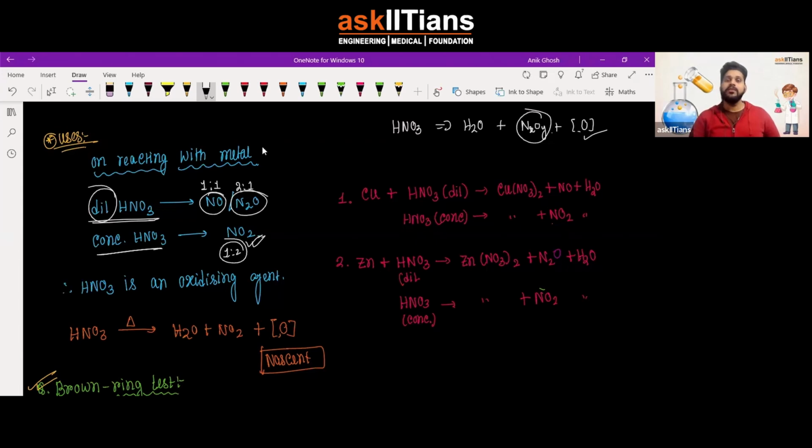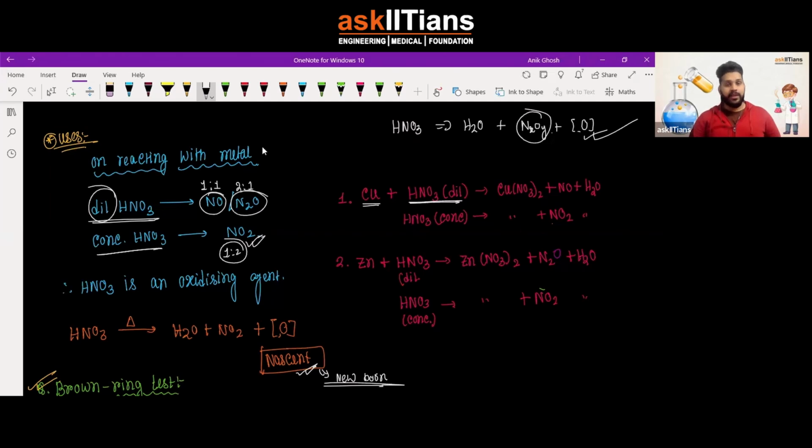The amount of oxygen is more. Why? Because definitely it's an oxidizing agent, so more oxygen is being formed, right? This oxygen is called nascent oxygen. Nascent oxygen means newborn oxygen, a very, very reactive state. Okay, let's say they ask what would happen when copper is reacted with dilute nitric acid?